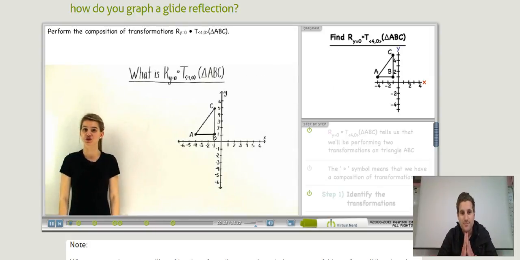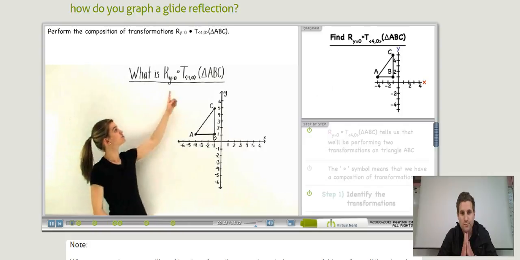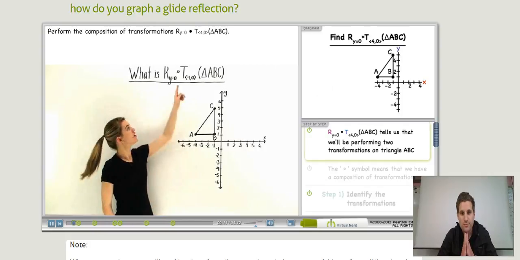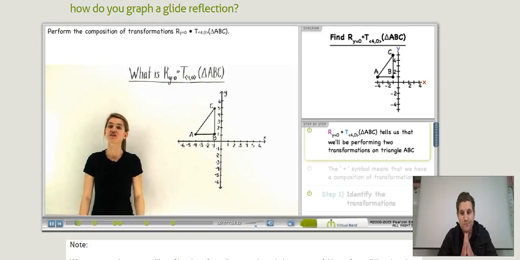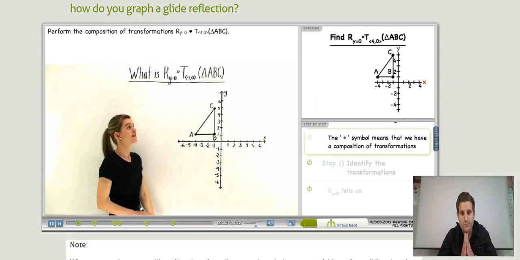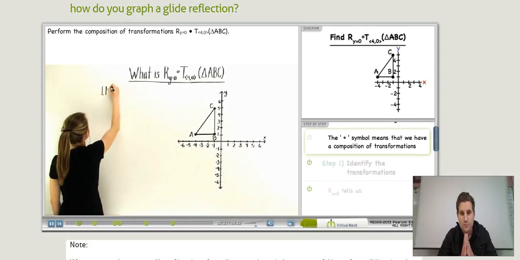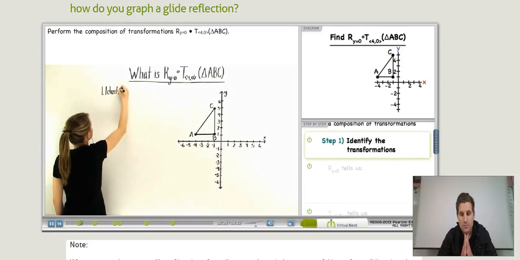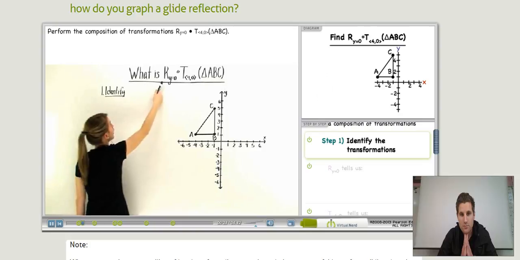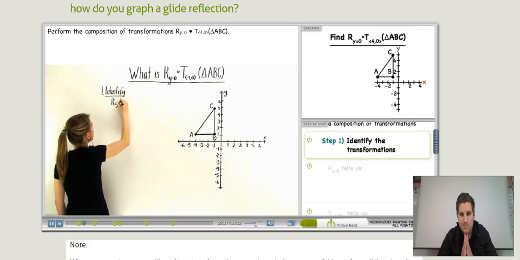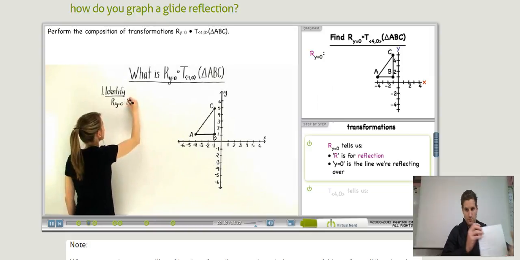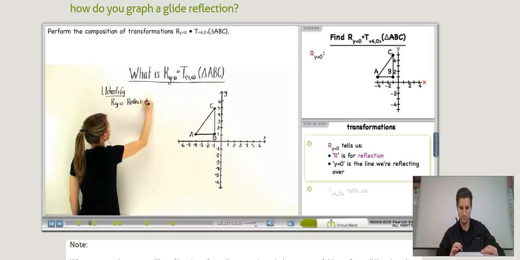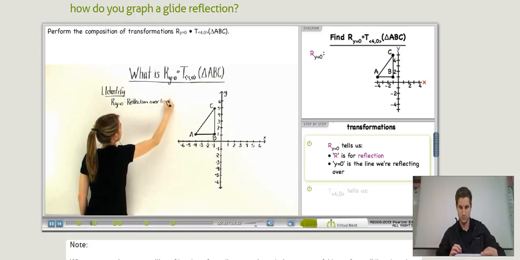Perform this composition of transformations. Here we have a combination of two different transformations. Notice in between these two different transformations is this symbol here, the composition symbol. That tells us we have a composition of two transformations. Let's begin then by first identifying these two different transformations. If we take a look, the first thing we see is an R with a y equals 0. Well, this R tells us we're talking about a reflection. The y equals 0 tells us about which line we want to reflect. So this is a reflection, and it's a reflection over the line y equals 0.